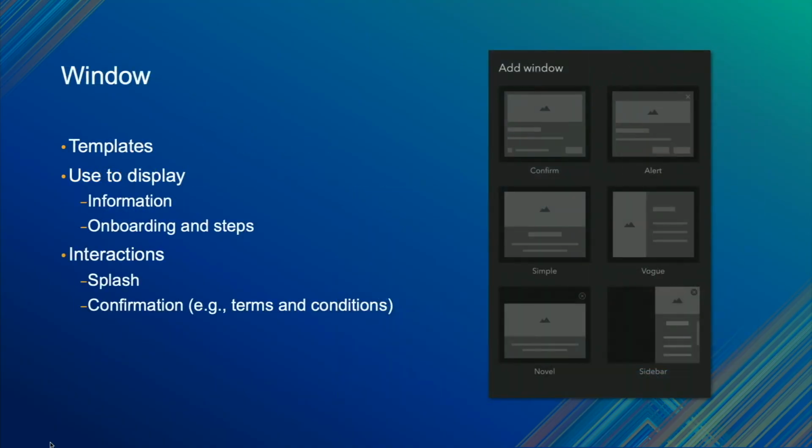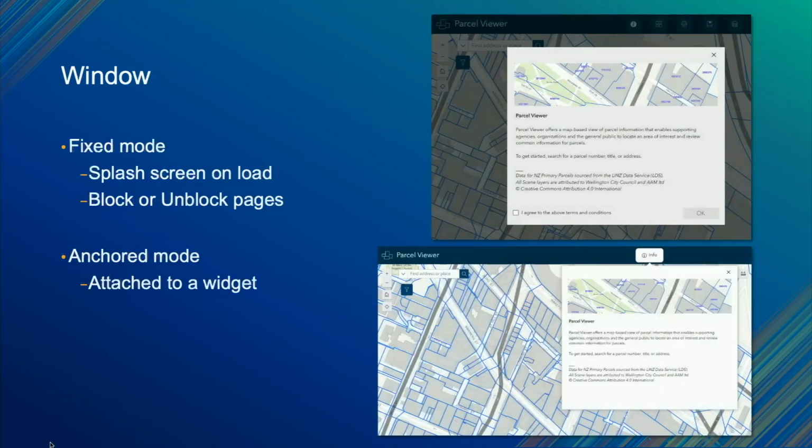A window is to display information. Some may require user to interact with, such as confirming terms and conditions. There are two types of window. A fixed window like splash screen displays when an app starts, while an anchored window is attached to a widget. For example, clicking this button to get more information.